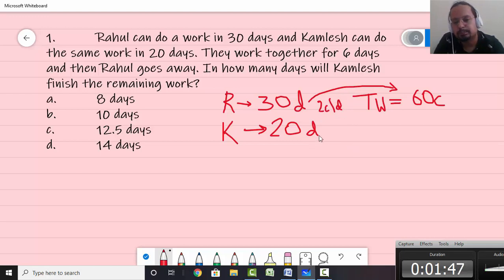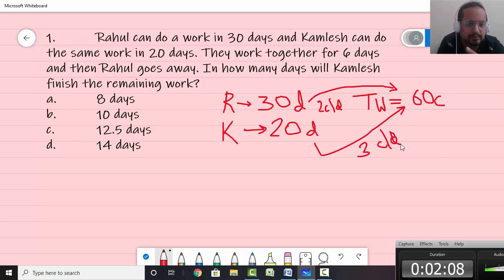Similarly, Kamlesh eats 60 chocolates in 20 days, so 60 by 20. Kamlesh eats 3 chocolates per day, right? So see, it becomes in terms of chocolates. So solving such questions becomes easier when you apply the LCM method, or let's call it the chocolate method. The first step being that you take the LCM of the days given and convert it into the total work, that is, the number of chocolates to eat. This is the total work.